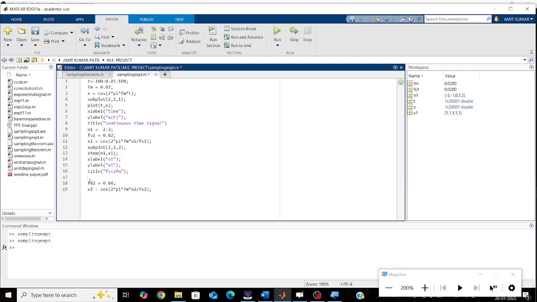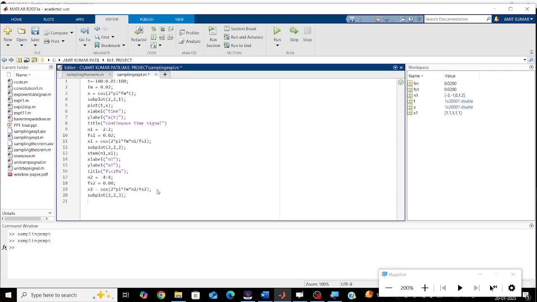And also we have to assume the value of n2. So n2 we are assuming from -4 to 4. N2 and fs2 we have to assume in each case for plotting the graph. Now for plotting the graph, first we will decide the position, on which position we want. So use the command subplot 2 comma 2 comma, we want third position. So 2 comma 2 comma 3.